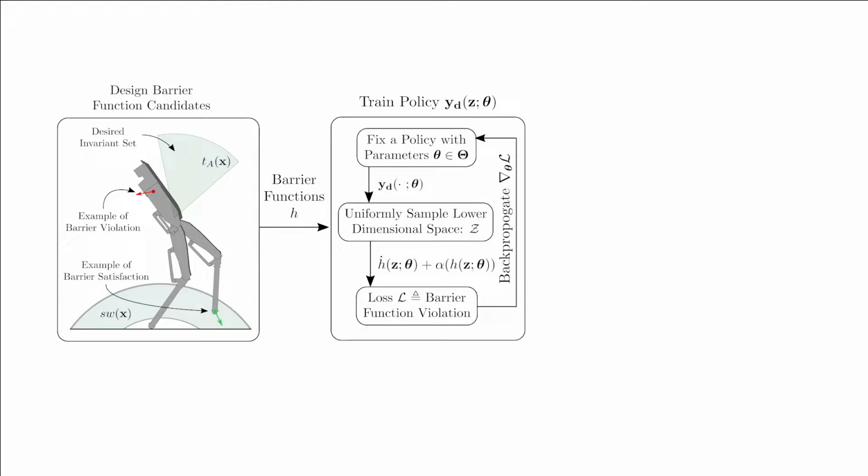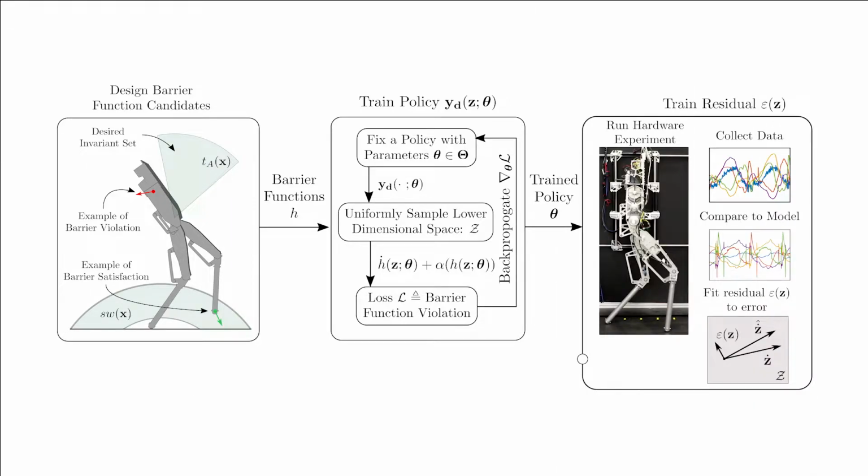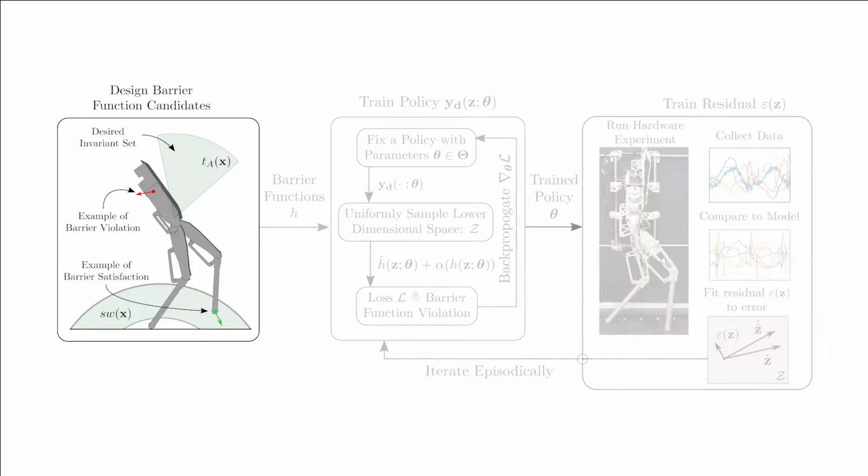Next, we encode walking through a policy defined on the underactuated component of the robot, the zero dynamics. We then test the policy on the physical robot and use the hardware data to learn a residual term for the zero dynamics. This process of training a policy and learning a residual term is repeated episodically. We begin by discussing the necessary details to frame walking as a set invariance problem.